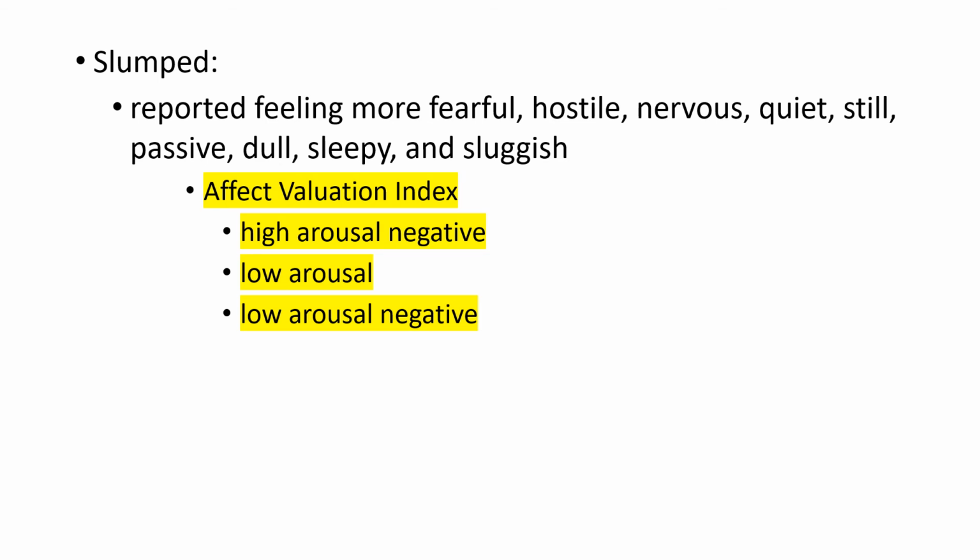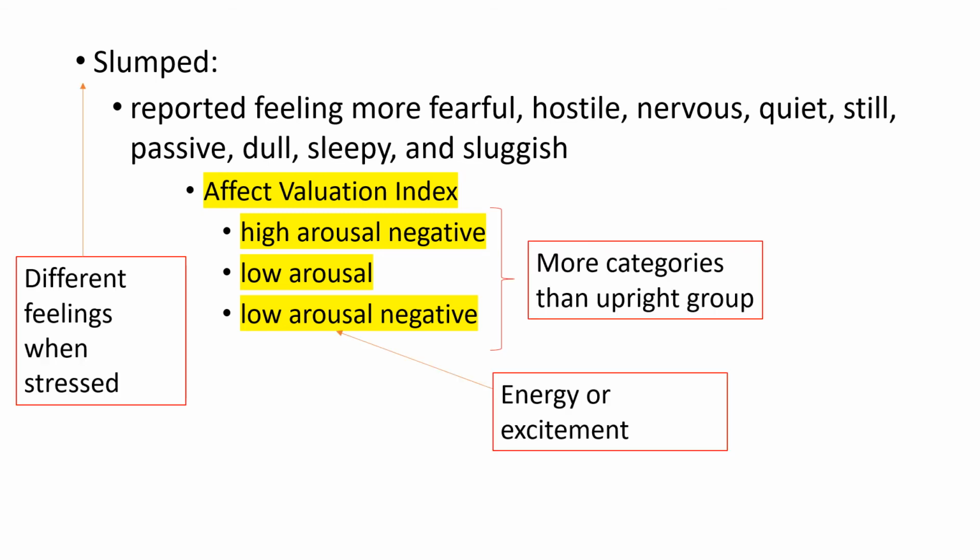The results for the slump group were related to 3 subscales, though, where it was only 1 scale for the upright group. The fact that the results were related to 3 subscales compared to 1 suggests the upright group might have had a wider range of emotions, so I might add a note to remind myself about that.